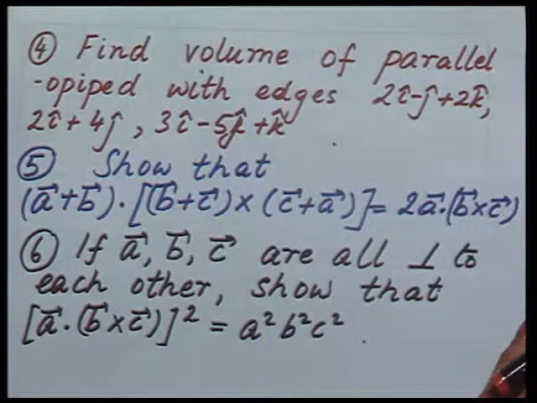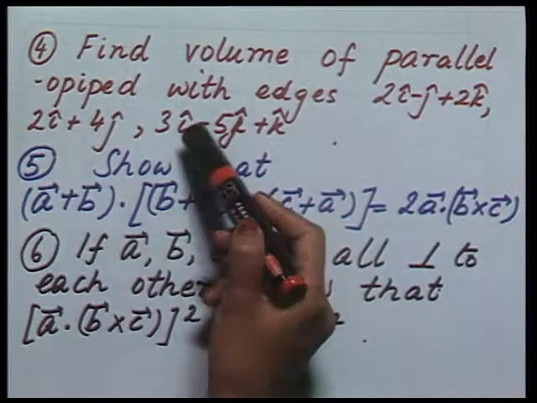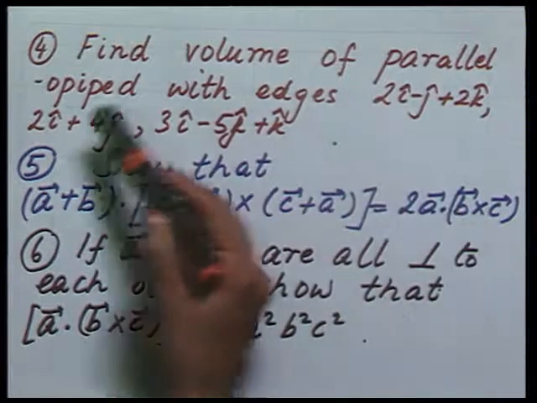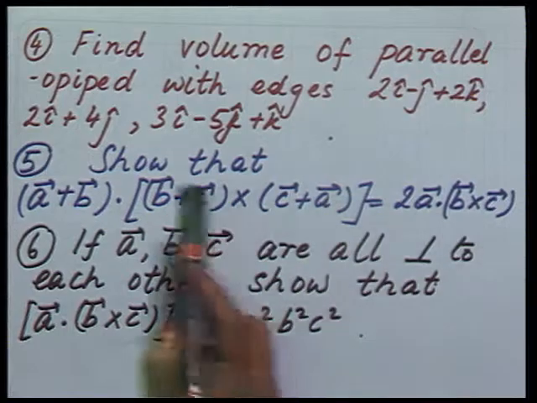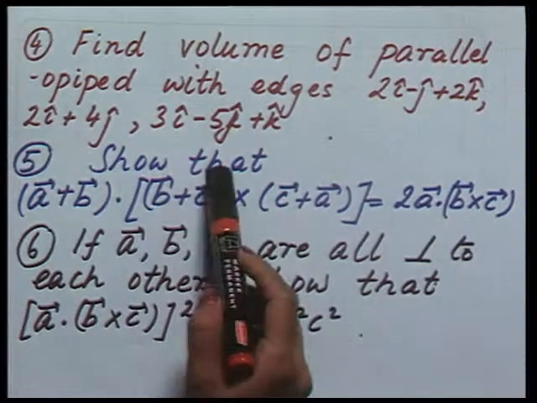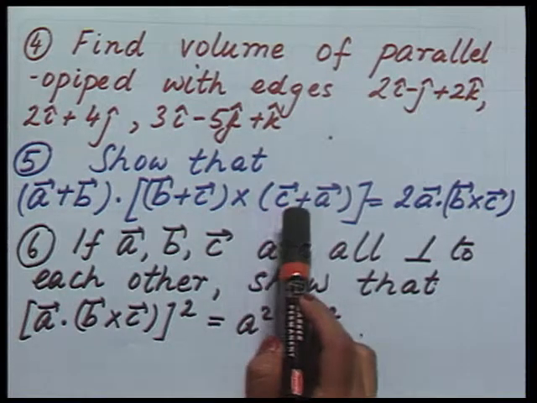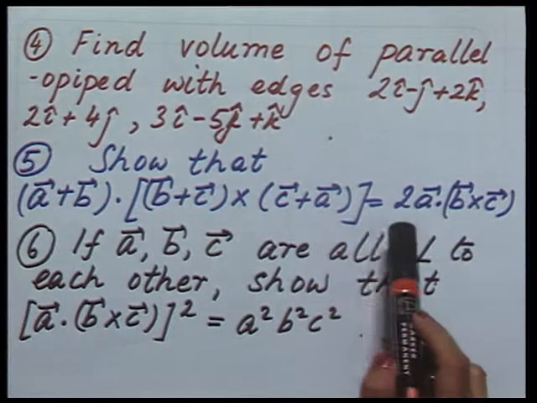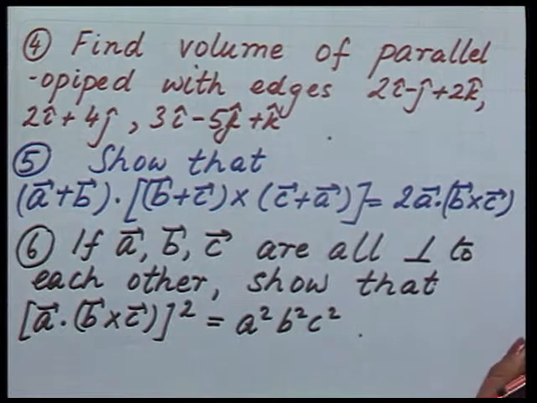Find the volume of the parallelepiped with edges, this, this and this. I don't need to do this for you. Call this A, B and C. Calculate A dot B cross C. That's it. And now we have another problem. Show that A plus B dot B plus C cross C plus A is equal to 2 A dot B cross C.